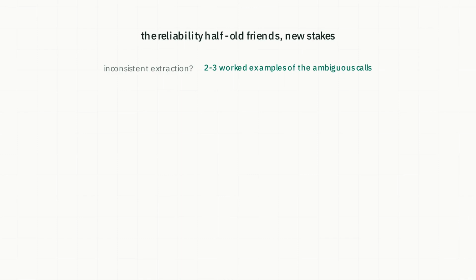Inconsistent extraction across similar documents. Law 4: 2 or 3 concrete worked examples, especially of the ambiguous calls, beat another page of instructions. Long documents where key details get missed. The lost in the middle effect is real. Models attend best to the beginning and end of long inputs, so put the critical instructions and any summary up front, never buried in the middle of the stack.